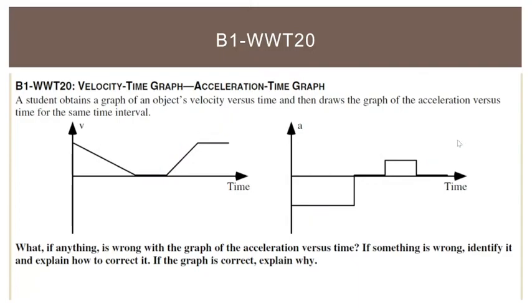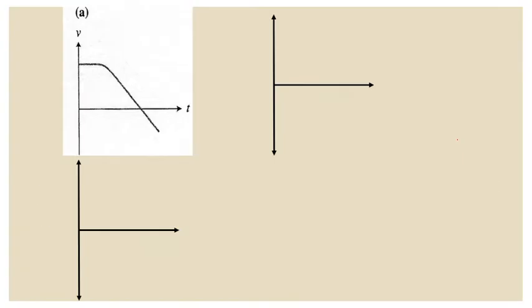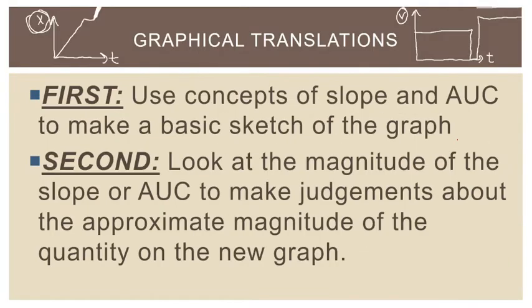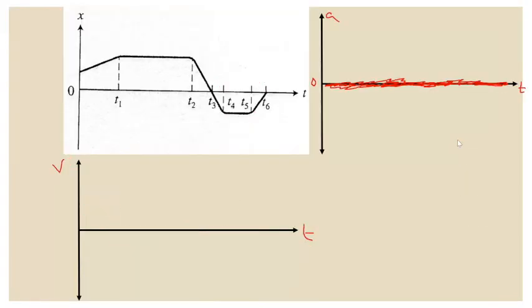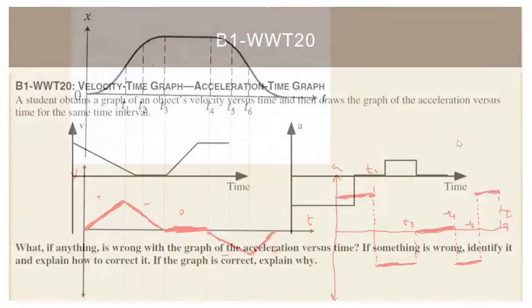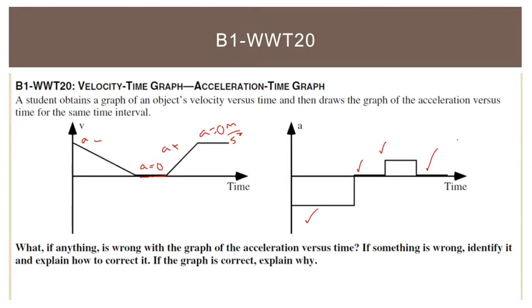Because if you remember, and I'm going to go all the way back to this, the second step after you're doing this is to look at the magnitude of the slope or area under the curve to make judgments about the approximate magnitude of the quantity on the new graph. So if we go back to that graph, we have to look at the size of the slopes. And I hope everybody can realize here that this is the same y-axis value. So let's just say it's 10.